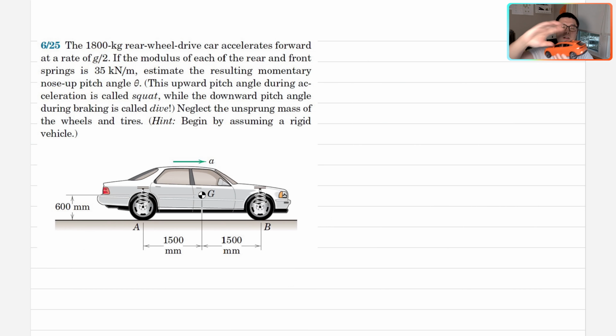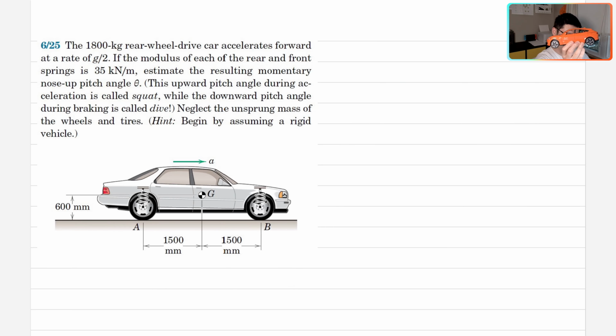Now think about this car here, right? When the car starts to accelerate at a small instant, and it accelerates from the back, so it's being pushed like this. So there will be a small angle. Now I'm making this intentionally big here. There will be a small angle the car makes when it starts to accelerate, right? And as the question said, this upward pitch angle during acceleration is called squat. At the same time, a downward pitch angle during braking is called dive. In this case, we're trying to find this angle here, the squat angle.